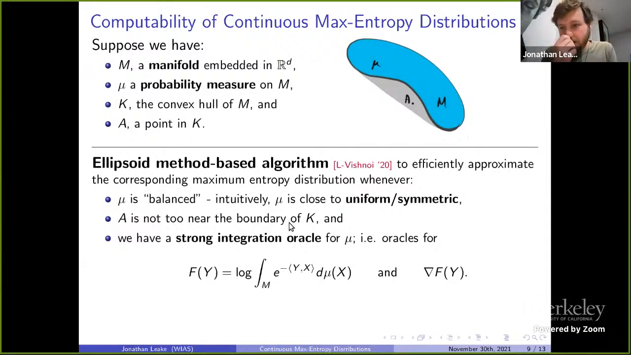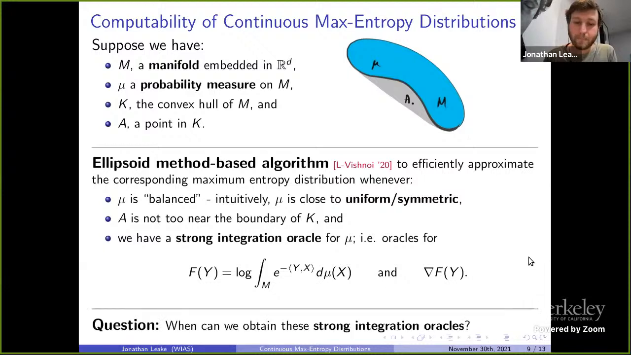We need then also that A is not too near the boundary. The potential problem is that the entropy can get quite large, which makes the dependence on A bad in that case. And also you need this strong integration oracle for mu, which basically just means you need to be able to compute this integral. You also need to be able to compute the gradient. But in most cases, if you can compute this, then you can compute the gradient. So it really boils down to being able to compute this function here.